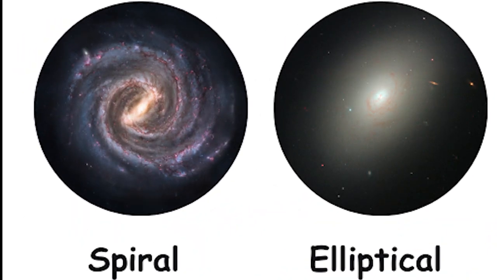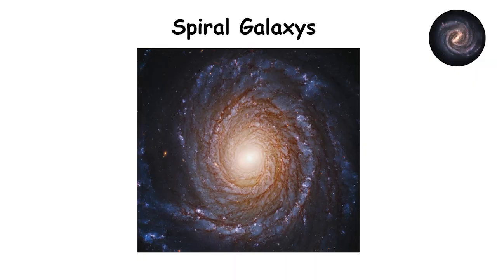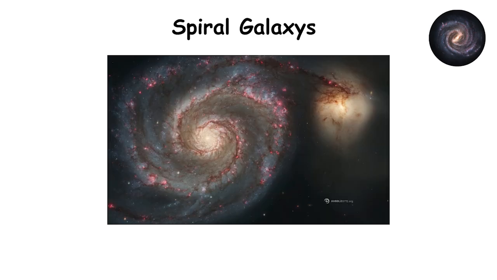Spiral galaxies. Spiral galaxies are characterized by their distinct spiral-shaped arms that radiate from a central bulge, creating a pinwheel-like structure. These arms are often active star formation regions, where dense clouds of gas and dust collapse to form new stars, making spiral galaxies bright and rich in young stars.